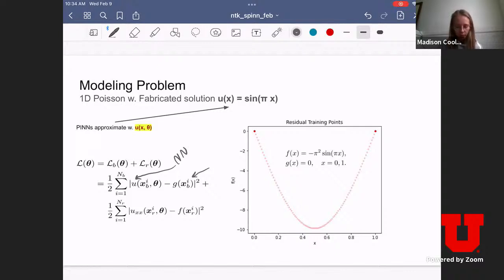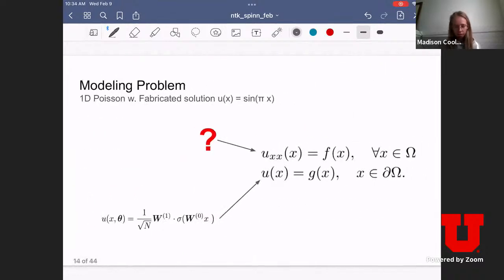So in PINNs, you assume that you can approximate u, your unknown solution, with this neural net. From the previous slides, we know how this term here behaves, but we're unsure how the PDE term behaves in the infinite width limit, or the training dynamics, basically. We don't know what the training dynamics are, which is what Wang and Paris Perdikaris answer in this paper.